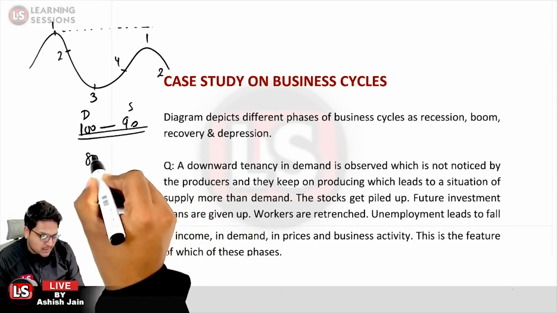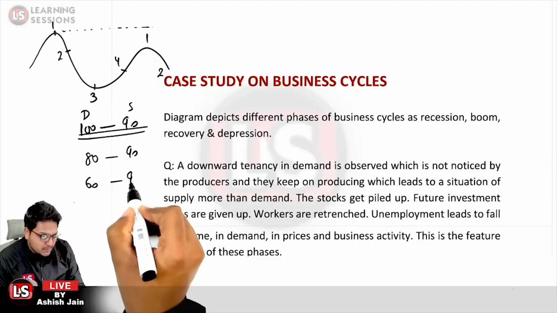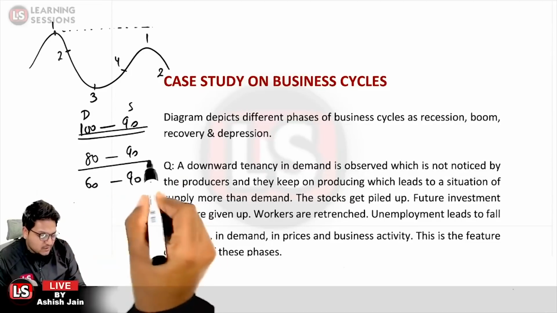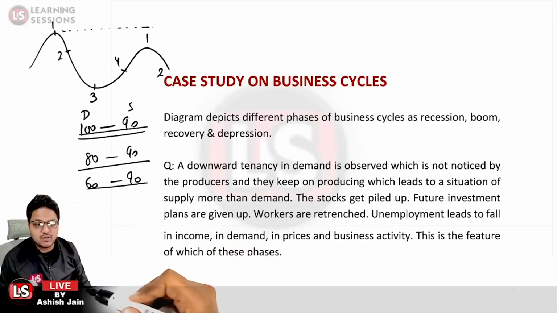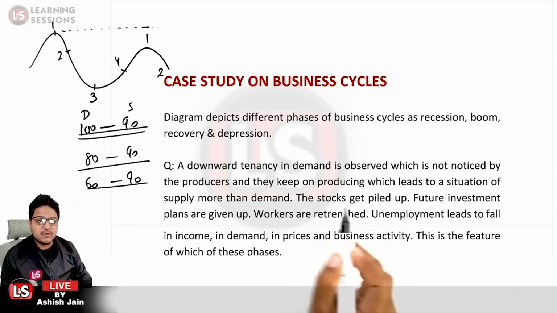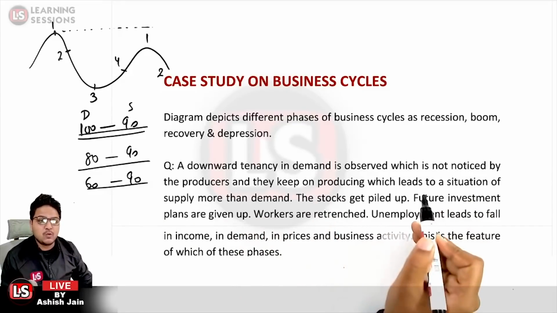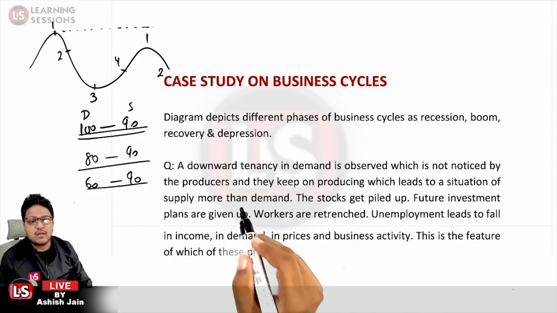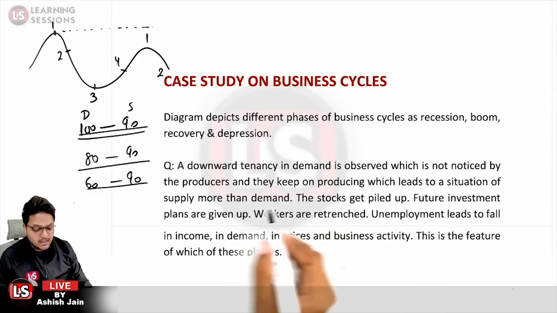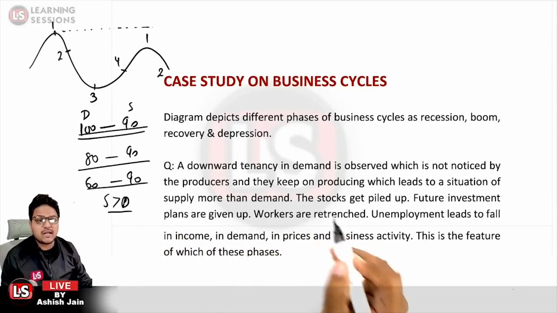Let us take the case now. The demand is 80, but you're still producing 90. Now the demand is 60, and you're still producing 90. The stocks will be piled up. That is the situation over here, which is not noticed by the producers, and further they keep on producing, which leads to a situation where supply is now more than demand. The stocks get piled up.